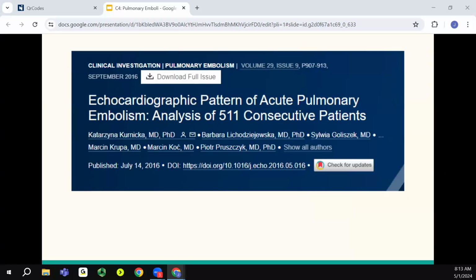So this is the historical context for using the 60-60 sign. And this is a 2016 study. It is a retrospective analysis. It's not what we're going to use to say that this is a good measurement. But it was a retrospective analysis of 511 patients who had a confirmed PE on CTA that were either segmental or larger, so clinically significant, I shouldn't say clinically significant, large PE.